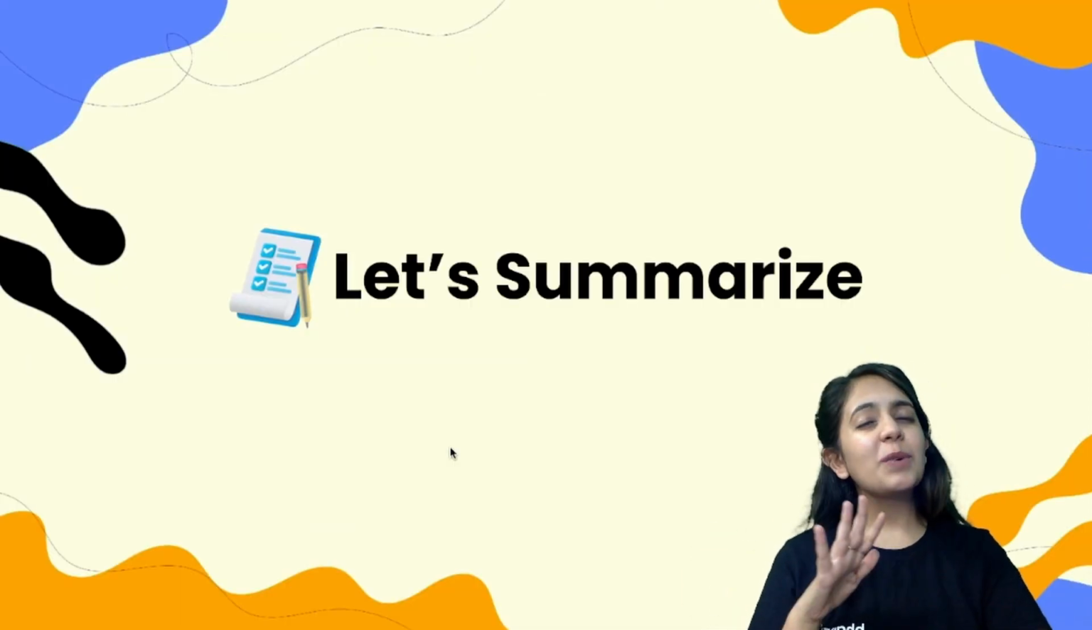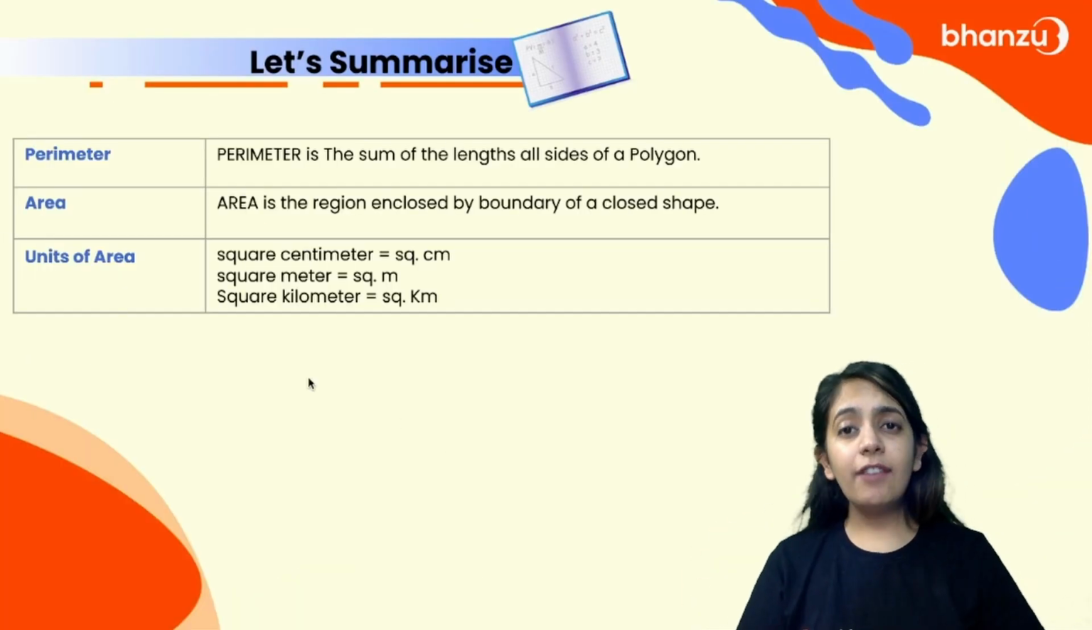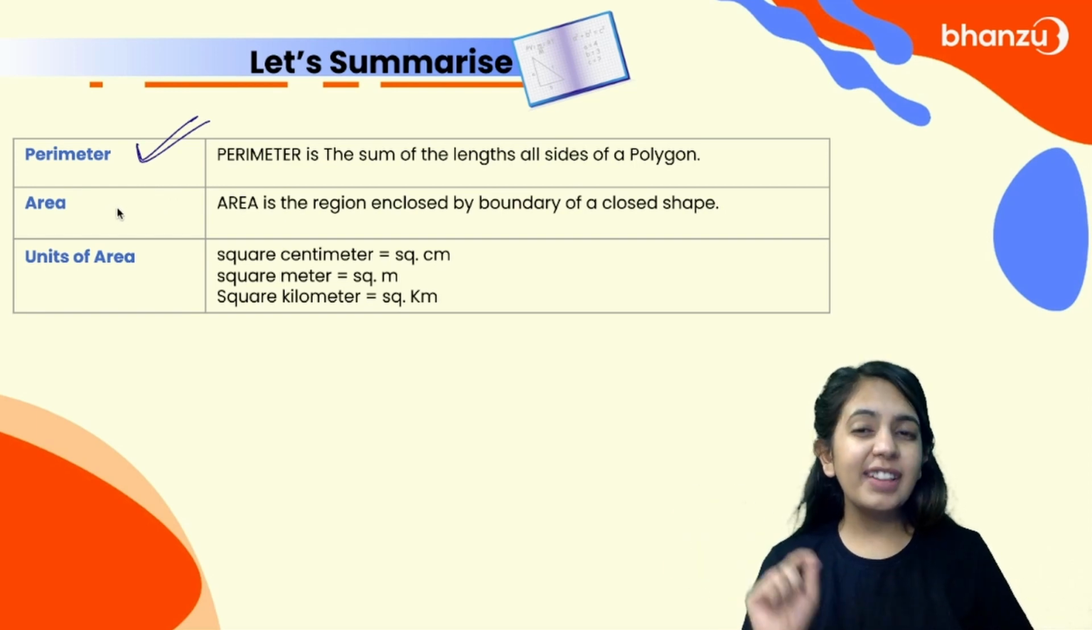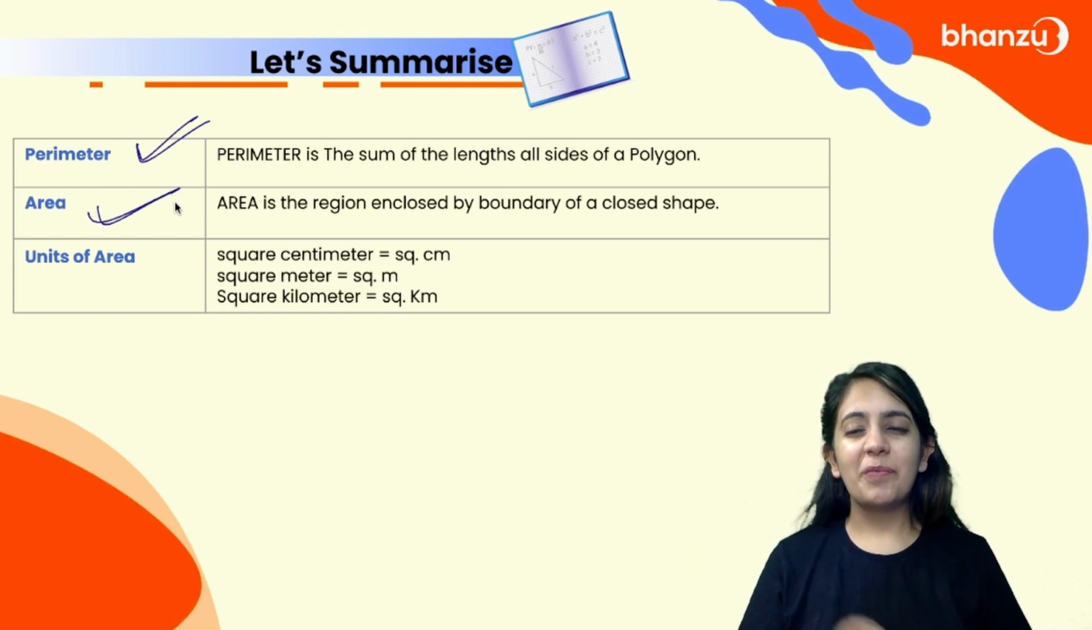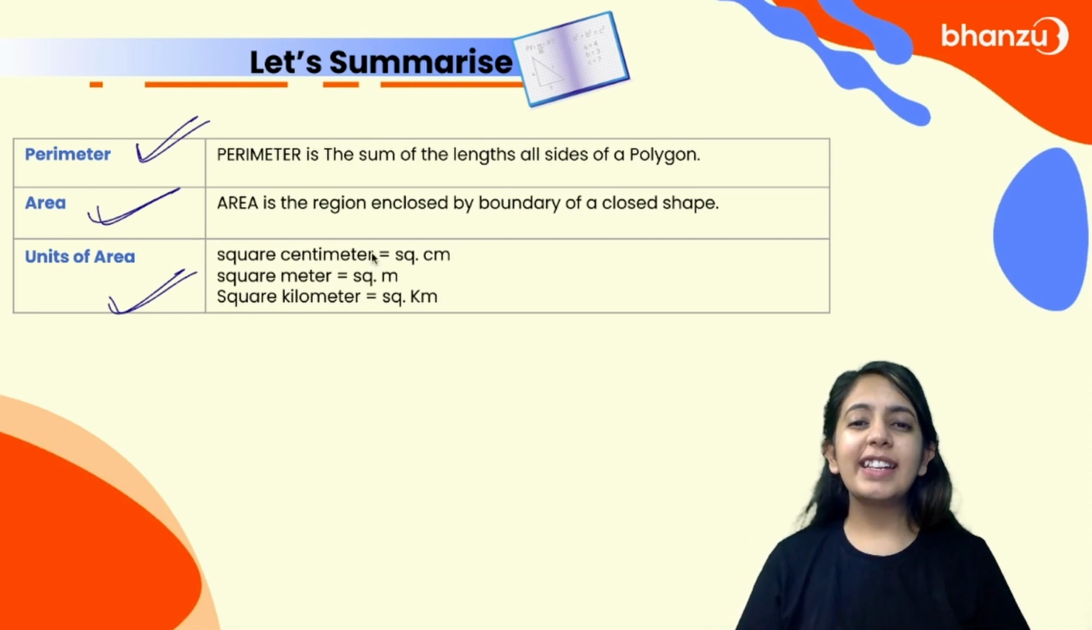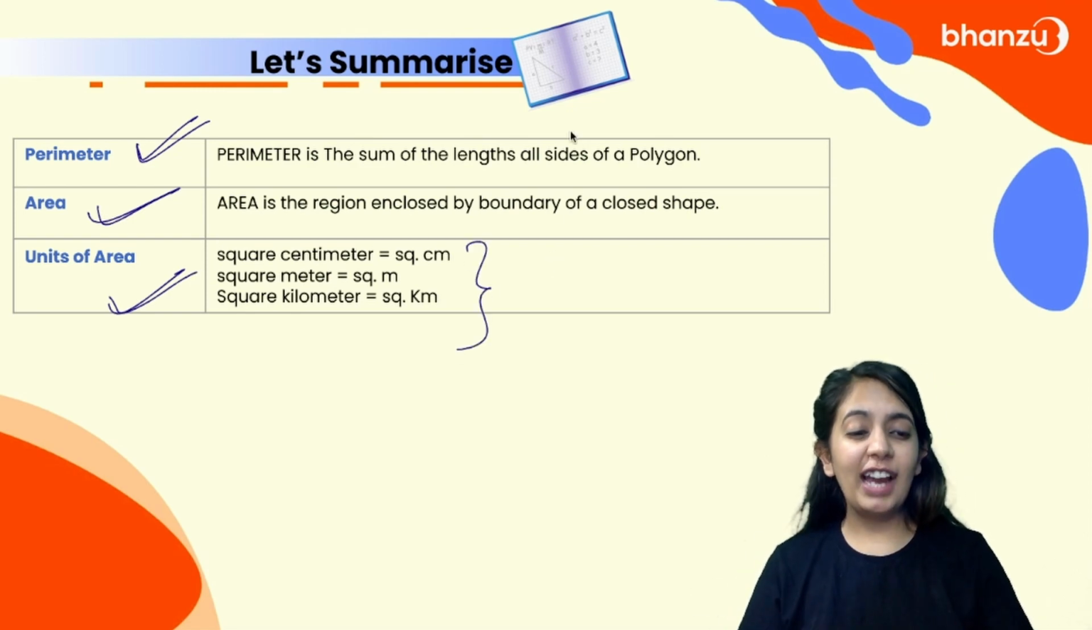Now it's time to summarize whatever we have learned today. So we have already learned about perimeter. That perimeter is actually the total length of the boundary. Now whatever is inside the boundary, that space is called area. Now what is the unit of area? It can be square centimeter, square meter, square kilometer. It depends on the side length of that shape.